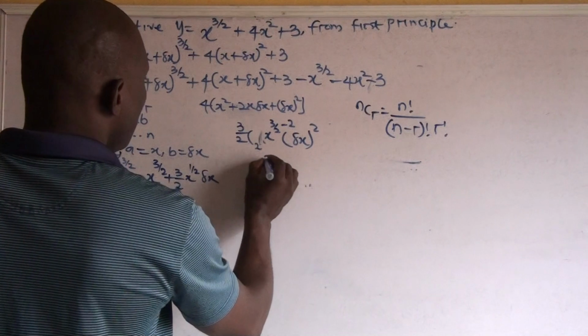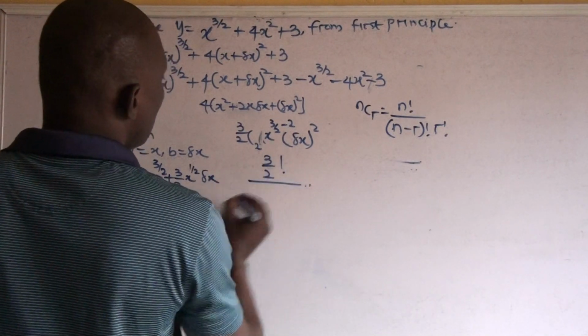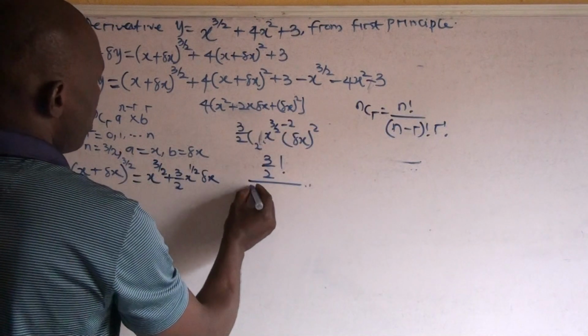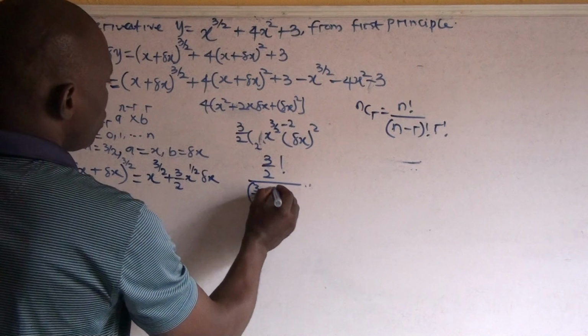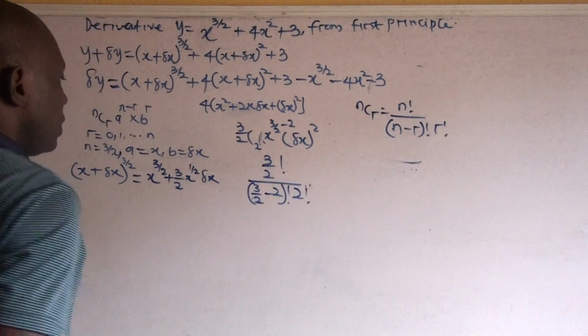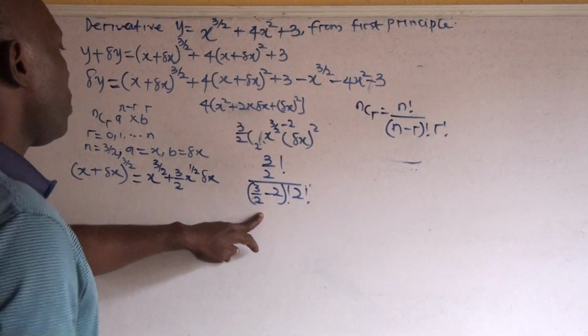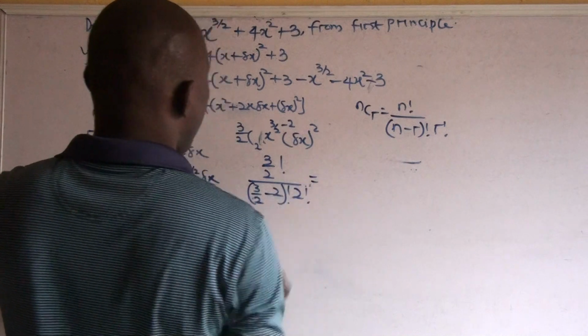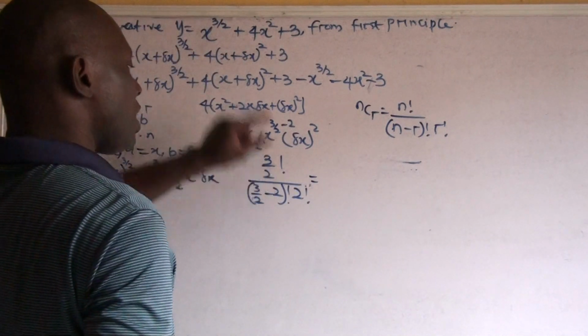So we have here 3 over 2 factorial as well, the numerator. Then here we have open bracket 3 over 2 minus 2 close bracket factorial, bracket 2 factorial. So we did not bother ourselves about this. All we need to do is to look at what we can do to the numerator so that they can be of the same, so that we can cancel off.